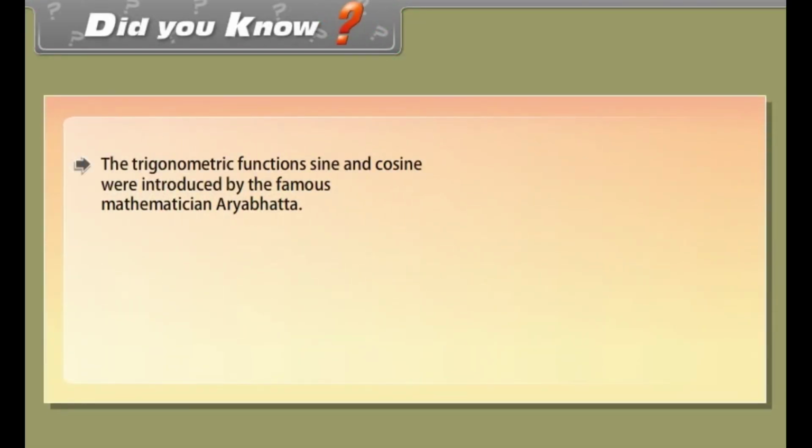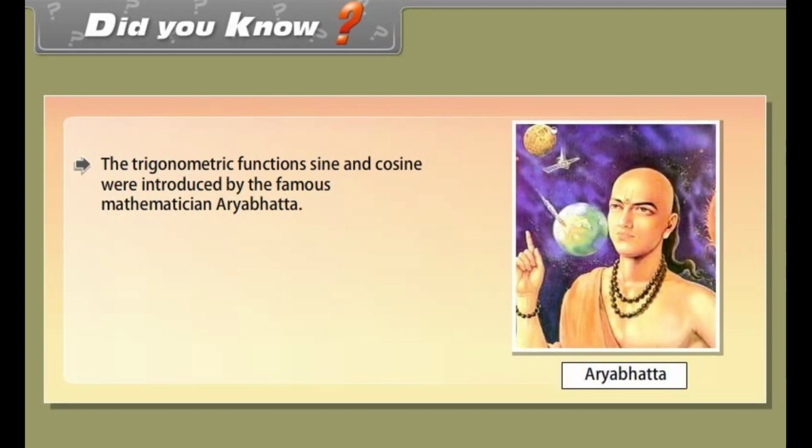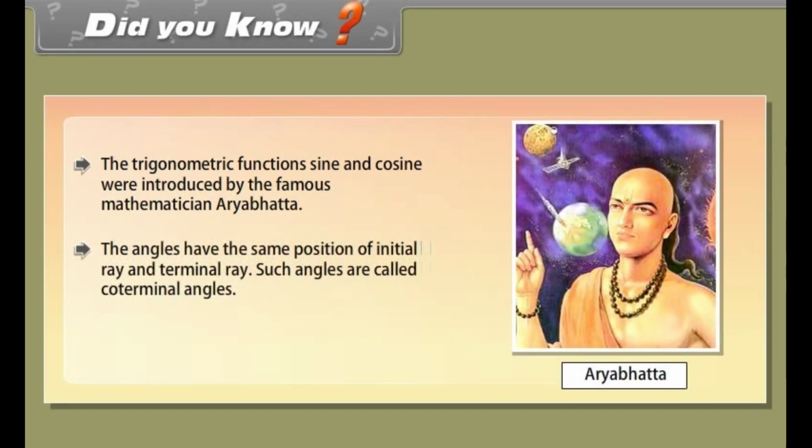Did you know? The trigonometric functions sine and cosine were introduced by the famous mathematician Aryabhata. Angles that have the same position of initial ray and terminal ray are called coterminal angles. Sine, cos and tan are not multipliers.